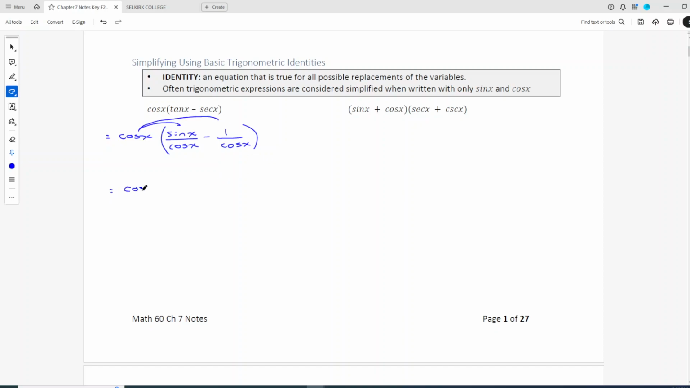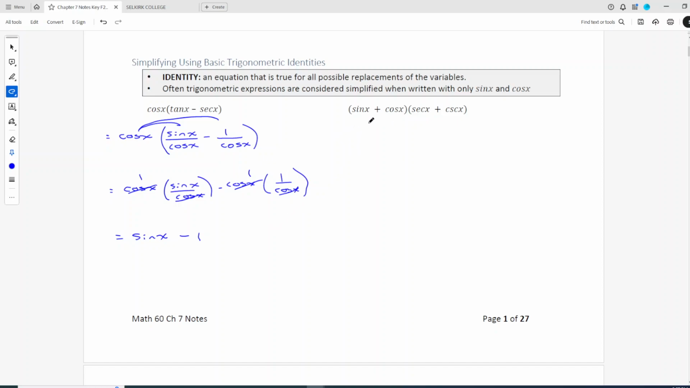I would end up with cos x multiplied by sine x over cos x minus cos x times 1 over cos x. And then simplify. So I multiplied through, but now because everything's written in sines and cosines, I can do cos x divided by cos x is 1. Cos x divided by cos x is 1. And I'm left with 1 times sine x is sine x, and I'm left with minus 1 times 1 is minus 1. Don't forget, this doesn't go away. It's not 0, it's 1.